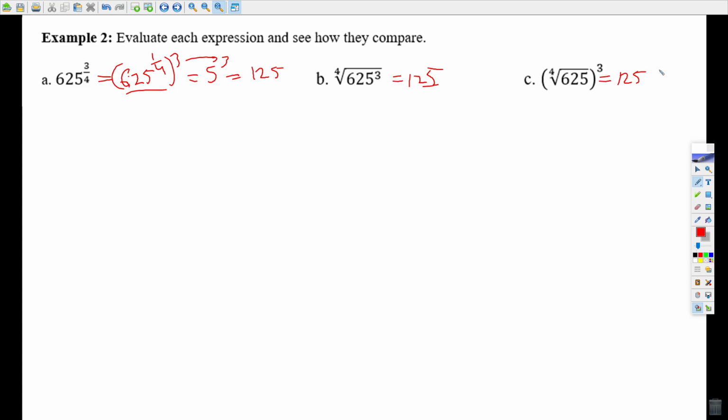So that must mean something. If all of these things equal 125, that means no matter how you write these out, they're actually all the same thing, just written different ways, right? This has a fraction exponent, 3/4. Notice what it looks like in here. That 4 becomes your root. The 3 can go inside with the radical symbol. Or you could pull the 3 outside and put parentheses around everything. These are all the same thing. So they're all the same.